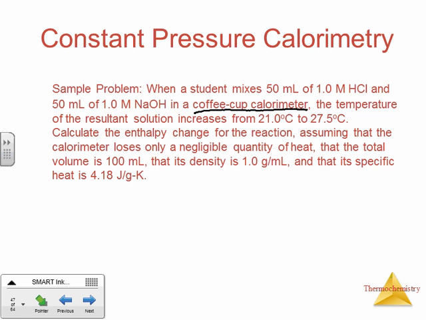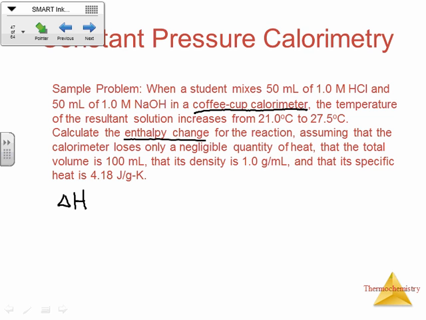So first thing that we need to do here is we're figuring out the enthalpy change. Okay. So they're asking us for delta H here, which is the same thing as Q in a constant pressure situation like the coffee cup calorimeter. So this is c times m times delta T. All right, so we've got to figure out our specific heat, our mass, and our change in temperature.